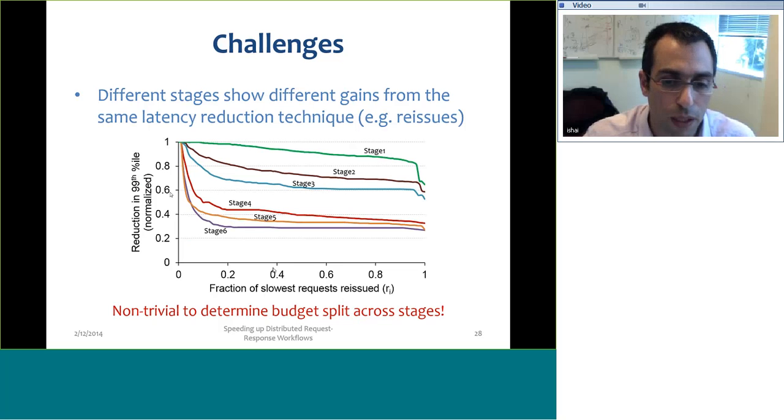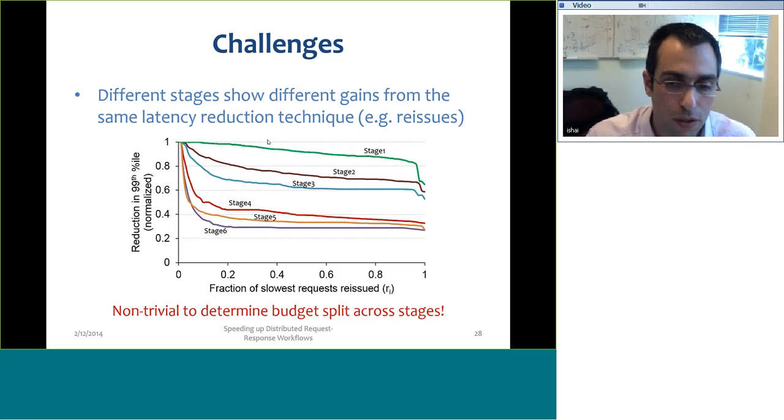As a function of the reissue budget, we can see that different stages react differently to the same budget. There is one stage that is very responsive, where the latency drops immediately. There are some stages that are basically not very affected by using reissues. And of course it has to do with the underlying distributions of the stages' latencies.